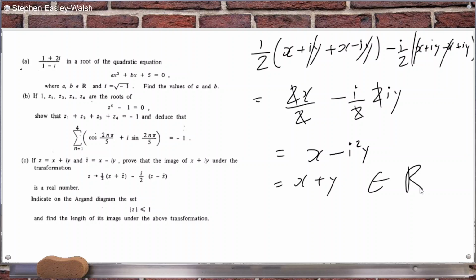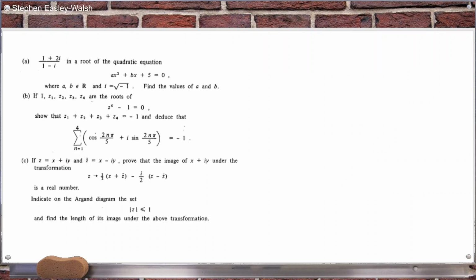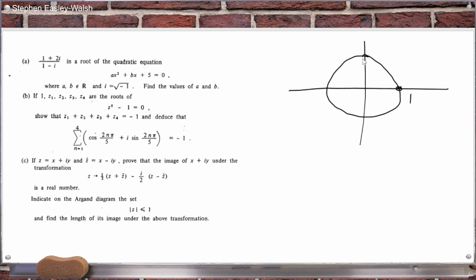Indicate on the Argand diagram the set of modulus less than or equal to 1, and find the length of its image under the above transformation. Interesting, the transformation. Interesting. Okay. So we have, here it is, this is on the Argand diagram, 1, i, and it's everything here.